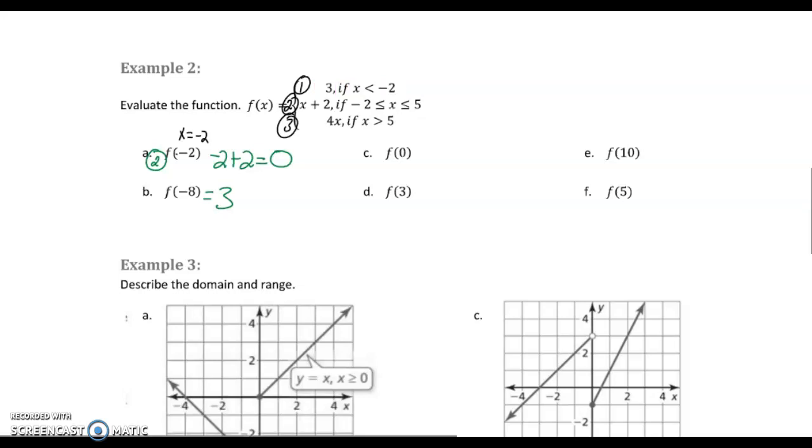All right, let's try C, f of 0. Where would 0 work? Would it work in function 1, 2, or 3? Look at the domains to tell. Is 0 less than negative 2? Is 0 between negative 2 and 5? Or is 0 bigger than 5?